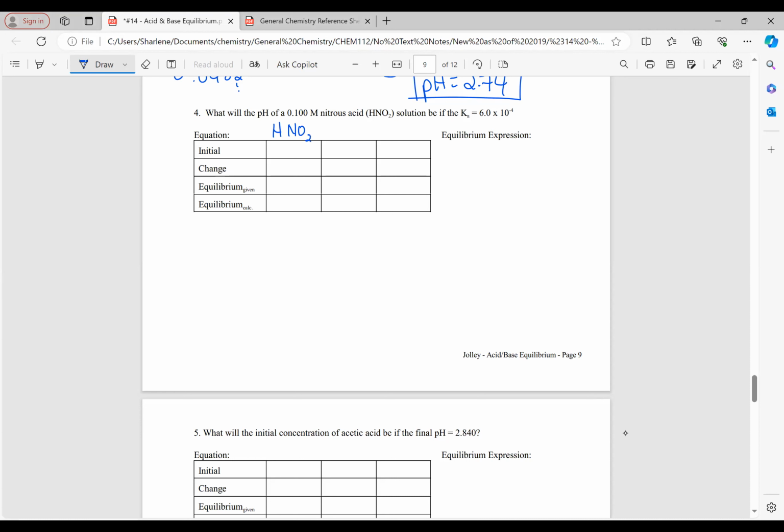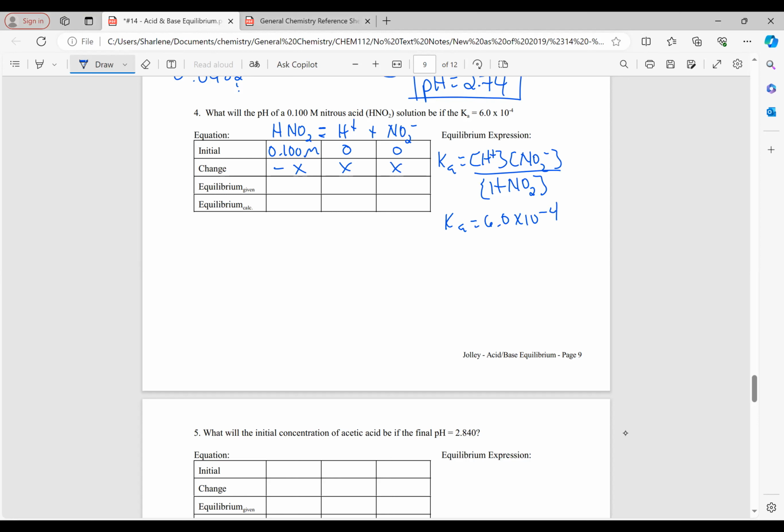That's pretty short to write, so I'll put the whole formula. Ka is equal to proton nitrite all over HNO2. And then I know the Ka is 6.0 times 10 to the minus fourth. Okay, did I get any information to put in my ice table? It looks like the original concentration is 0.100. Didn't add anything to it.